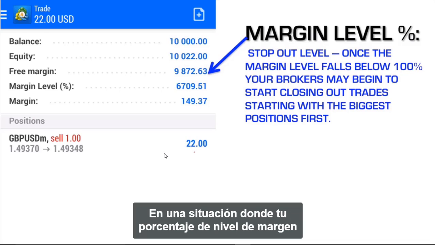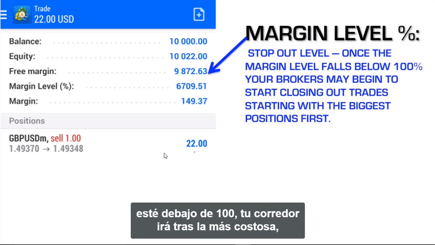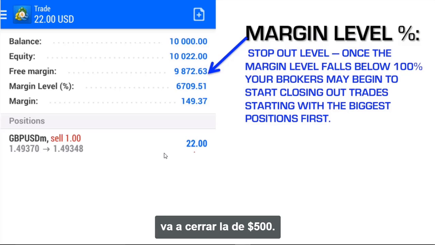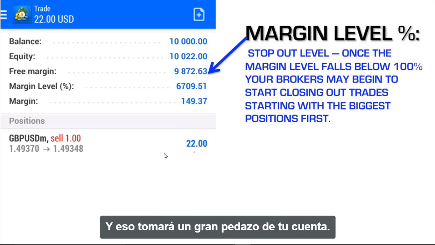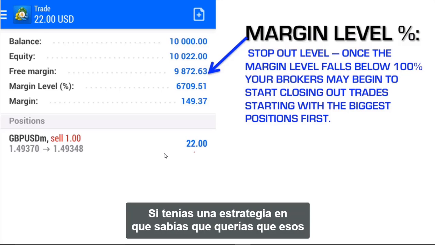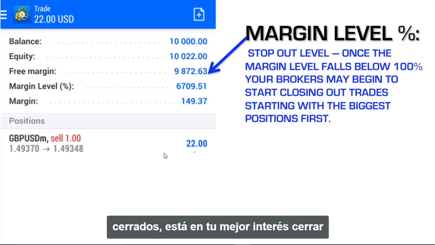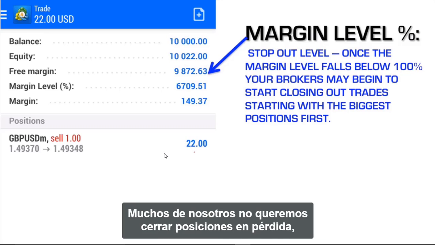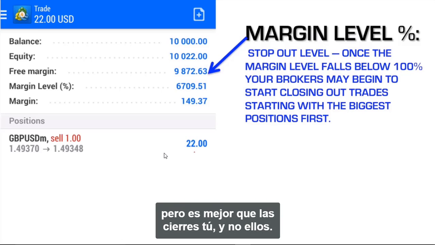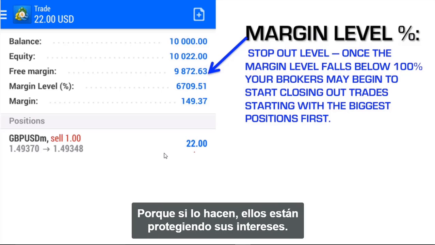Now, in the situation where your margin level percent is below 100, your broker is going to go after the most expensive one. They're going to close the $500 one out. And that's going to take a huge chunk of your account. If you had a strategy where you knew that you wanted that 500 to be open like that and you did not want it to be closed, it's in your best interest to close out the smaller ones. A lot of us don't like to close losing positions, but it's better that you close it and not them. Because if they do, they're protecting their interests.